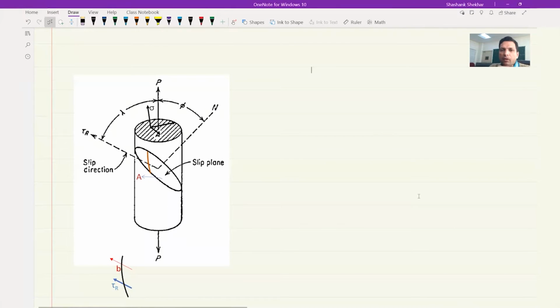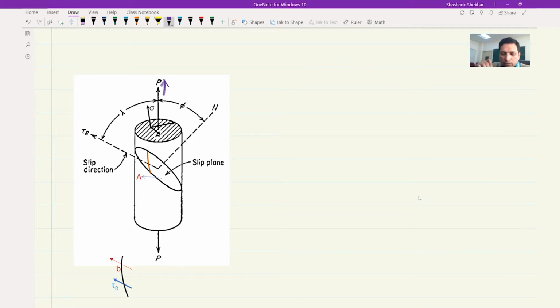Let's assume we have a single crystal. This single crystal is in the shape of a cylinder like this. Inside this, we are looking at one particular slip plane. The question we are asking is how much stress or load we need to apply, say along P. So P is the load here, and if we know the area, then we know what stress is to be applied. So sigma is to be applied in this direction for the dislocation to move.